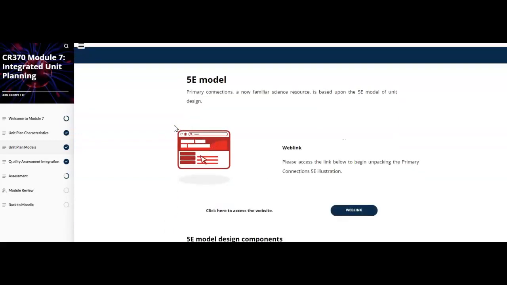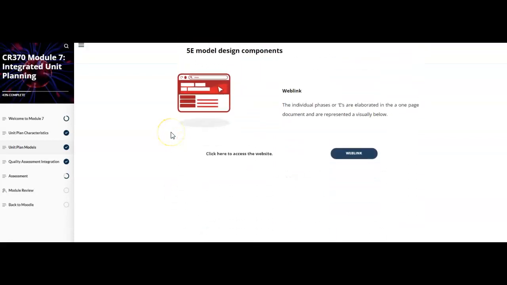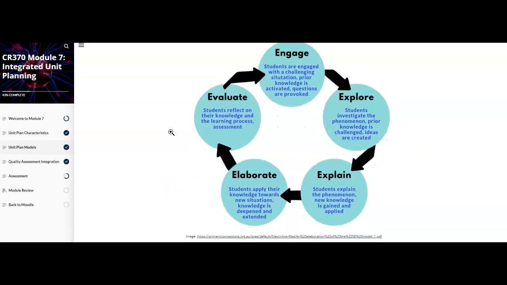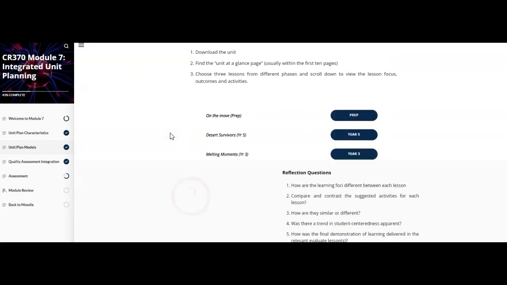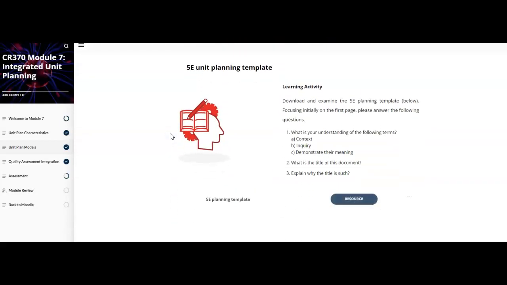The next is the 5E model, which you're not unfamiliar with already. The 5 E's, starting with engage and ending up with evaluation, and looking at those characteristics, how it works, some videos, some reflection questions, some examples of units that are there.